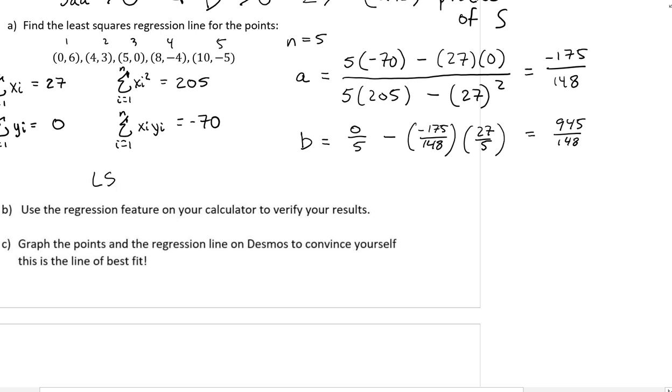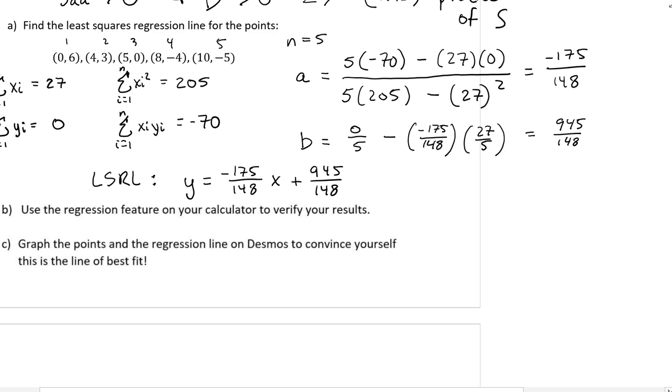So our least squares regression line, our model, our line of best fit, is going to be y equals negative 175 over 148x plus 945 over 148.